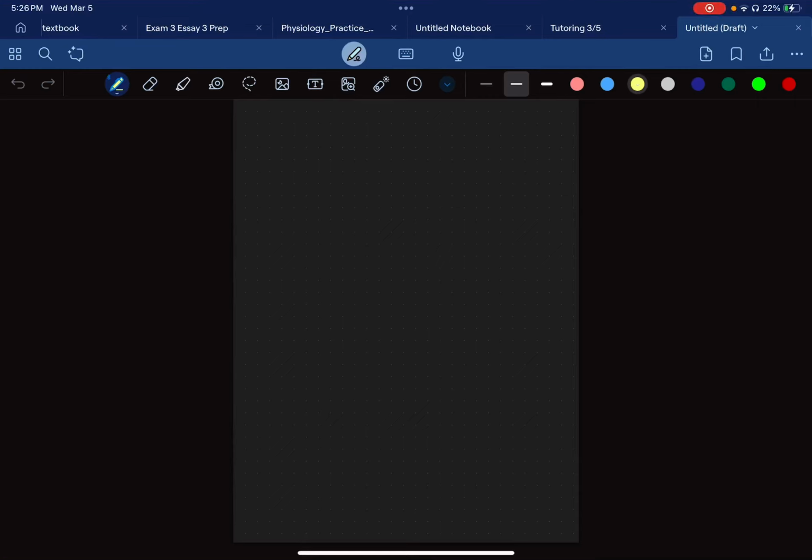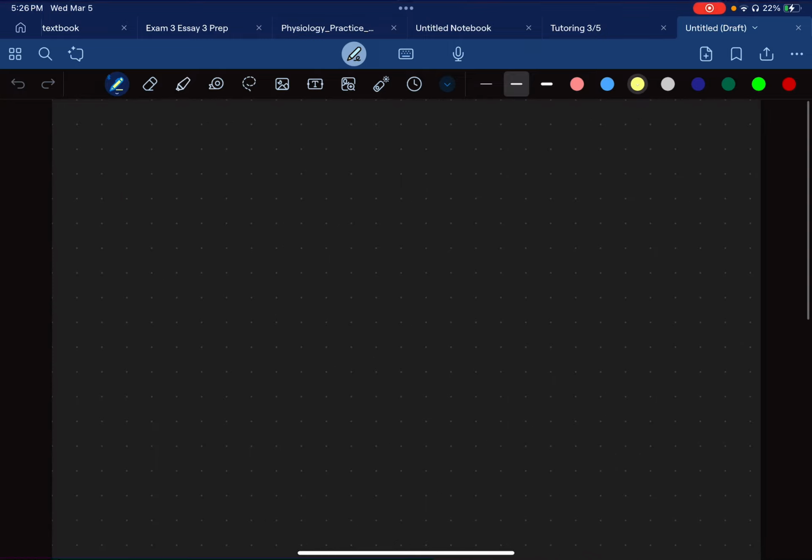I'm going to be going over the blood, its composition, how we regulate it, and hemostasis today. So let me just get into it. First, we'll start with the composition of the blood.